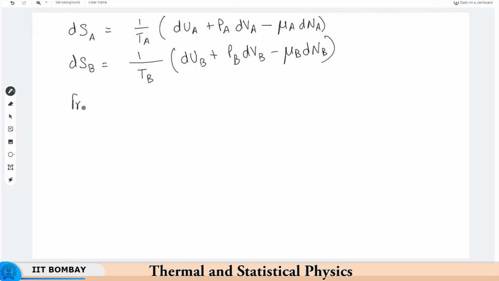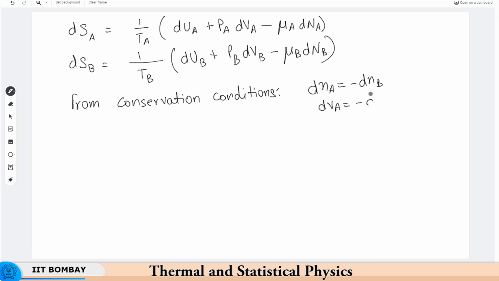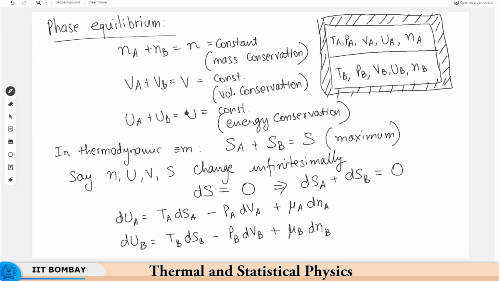So, from conservation laws, from conservation conditions, I can very easily check that dN_A equals minus dN_B, dV_A equals minus dV_B, and dU_A equals minus dU_B, right. So, since total energy does not change, any change in the internal energy or volume or number of particles in phase B will be compensated by a change in the corresponding quantities in phase A, all right.